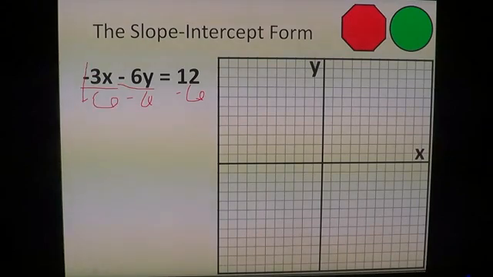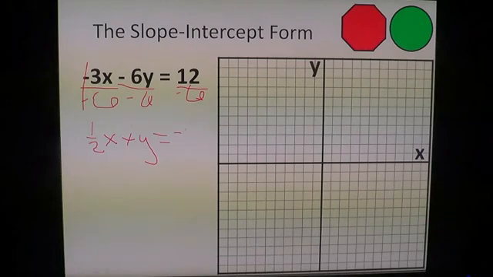And so that negative cancels. I have 3 over 6. That's the same thing as 1/2. And it's 1/2 x. And negative 6 cancels negative 6, so that becomes a positive y. And all of that is equal to 12 divided by negative 6, which is the same thing as negative 2.